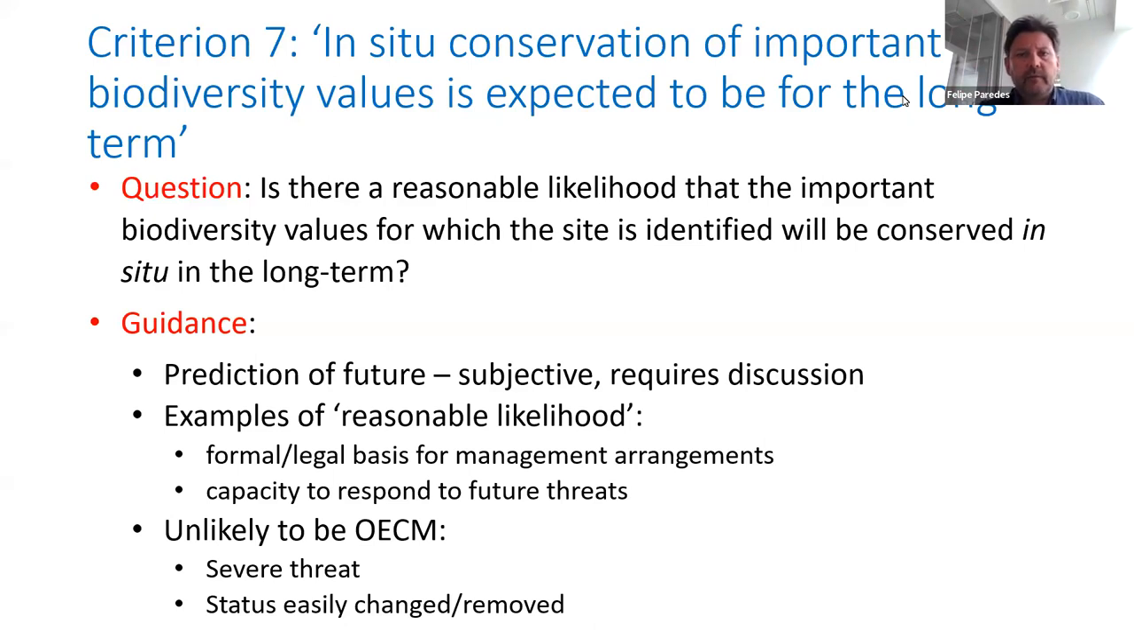Criterion three: in situ conservation of important biodiversity values is expected to be for the long term. So again, it's important to consider this long-term concept. How many years have to be considered long-term? This prediction of the future is also very subjective. We need to have examples of reasonable likelihood, for example, any legal or formal arrangement to manage a species or something like that. And a site under severe threat is unlikely to be an OECM, because it's very unlikely that it can conserve biodiversity values in the long term if it's under severe threats.